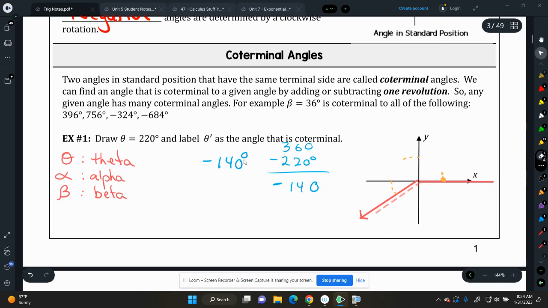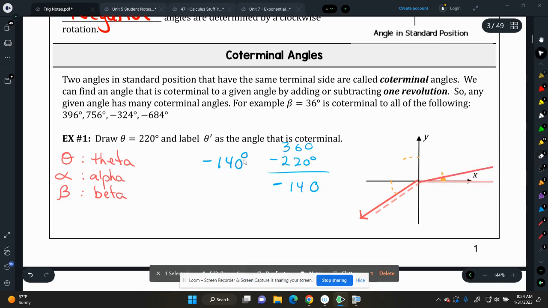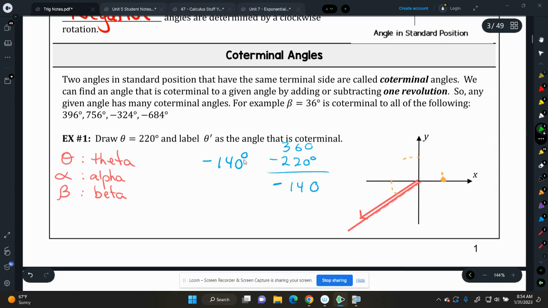Okay, so we already rotated 220 degrees. Well, what if I went all the way around? How many degrees is that? 360. And then I come over and I stop here at this terminal position. How many total degrees have I rotated? Right, 360 plus 220 degrees, 580 degrees.